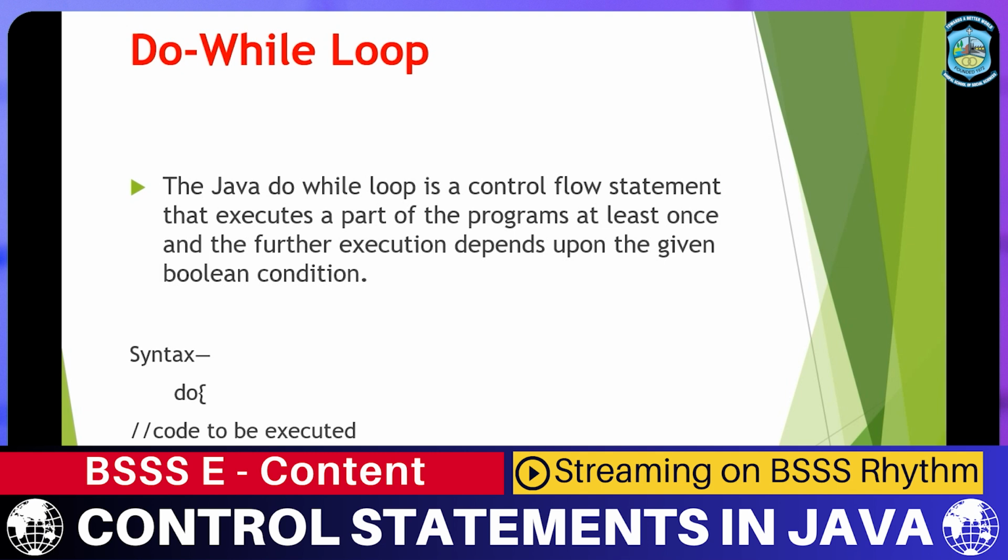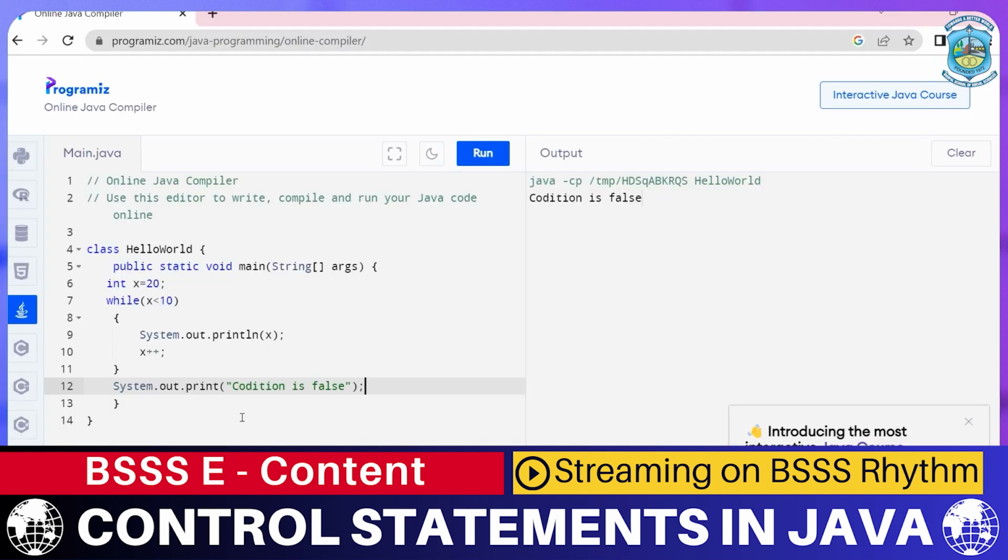So, that is the syntax of do while loop. Firstly, we will declare the do keyword, then within the do we have to write down the code and then while condition. Here at first the code will execute once, then the condition will be checked. If condition is false, it will come out from the loop. If condition is true, it will again go to the do while loop. Let us see with an example.